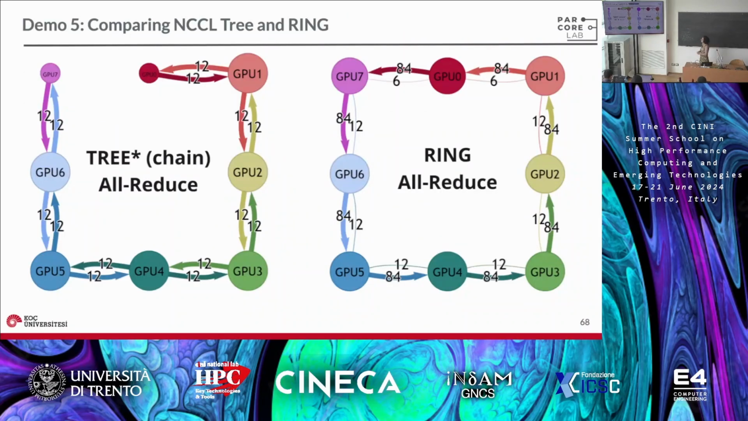We have some NCCL tests as well. Here, as already mentioned several times today, there are 8 GPUs, but tree versus ring. It shows different topologies of communication between GPUs as well. So we ran all the NCCL tests.